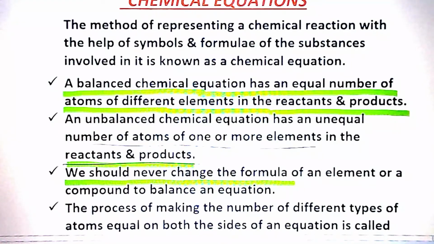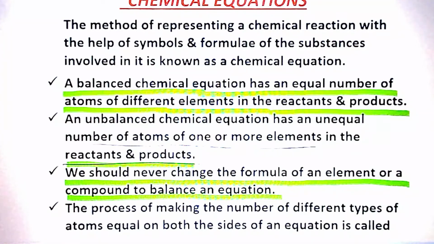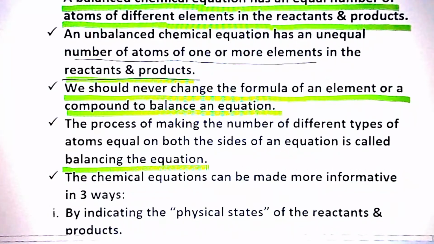We should never change the formula of an element or a compound to balance an equation. The process of making the number of different types of atoms equal on both the sides of an equation is called balancing the equation. Balancing the equation is a process in which the number of different types of atoms are made equal on both the sides, that is reactants and product.